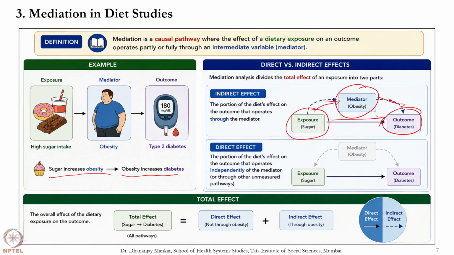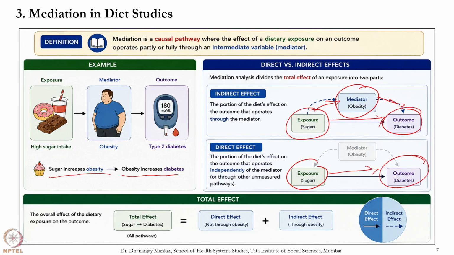But the direct effect is the proportion of the diet effect on the outcome that operates independently of the mediator or through unmeasured pathways. Exposure to sugar is directly linked with the outcome, but if obesity is not coming in as a mediator, it is a direct effect.